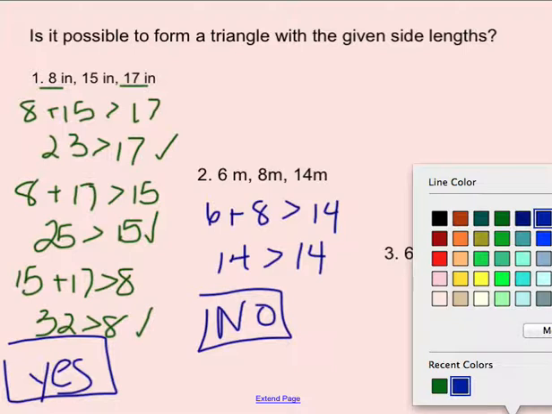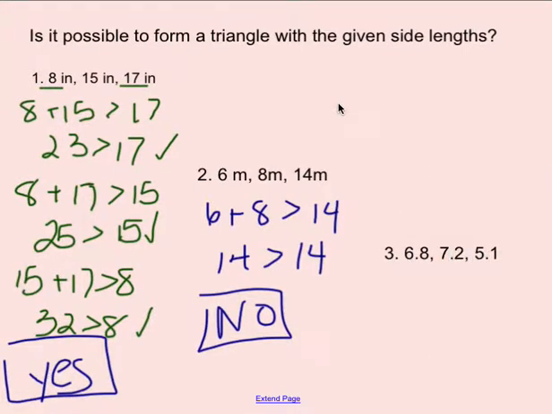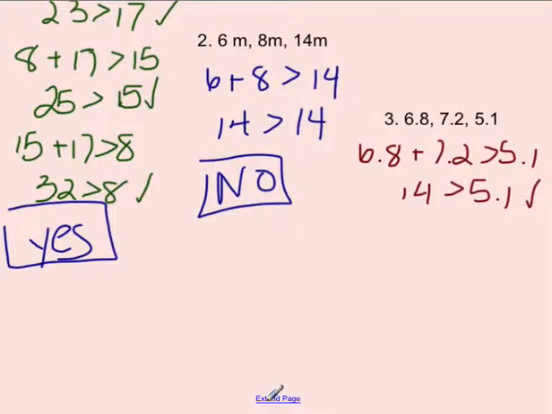So let's take a look at this one with decimals. Scary, I know, but we can still do it, okay? So we're going to do 6.8 plus 7.2 has to be greater than 5.1. Is 14 greater than 5.1? Yeah, it is. So if you need to use a calculator to add these together, that's fine. Okay, so next we want to do 6.8 plus 5.1. Again, checking all of our options. Is that greater than 7.2?